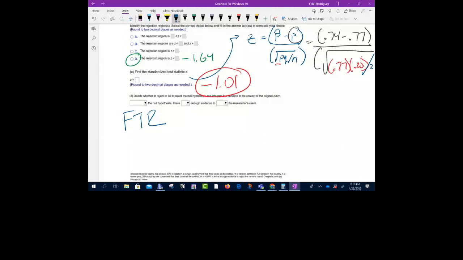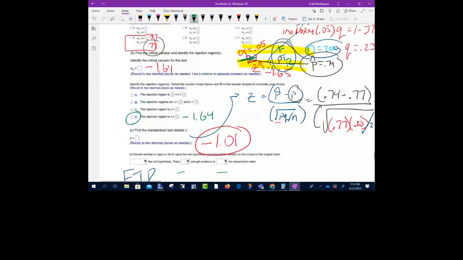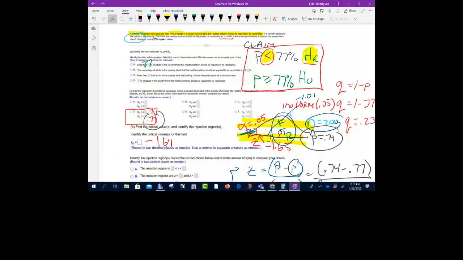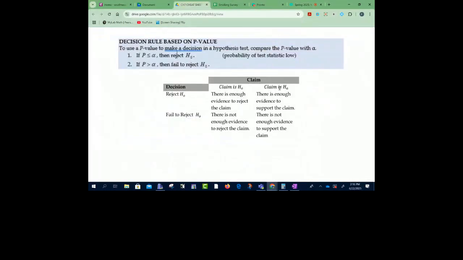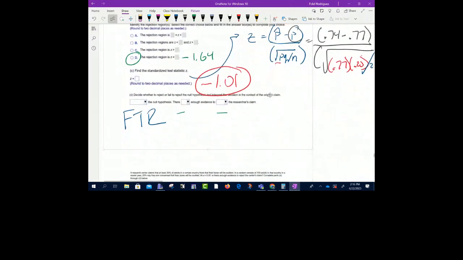Okay, now I have to figure out what I'm going to write here and what I'm going to write there. So let's scroll back, y'all. Was my claim the Ha or the Ho? Our claim was the Ha, right? So I'm going to go back to my cheat sheet. My claim was my Ha, and we failed to reject. So we're going to say there is not enough evidence to support the claim, right? So I'm going to scroll down over here, and we're going to say there is not enough evidence to support the claim. And you're done, right?